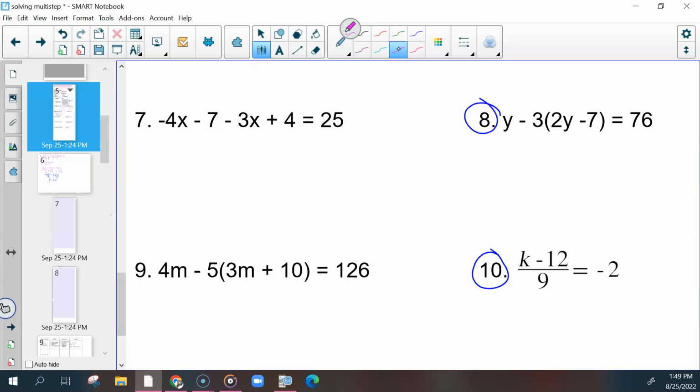Y times 2y, negative 3 times negative 7. So not the y times the 2y, but the negative 3 times the negative 7. We are doing that part. And Josie, what were you going to say? We're doing 8. I'm doing 8. Say that again.